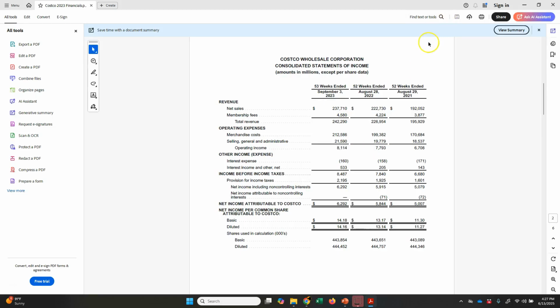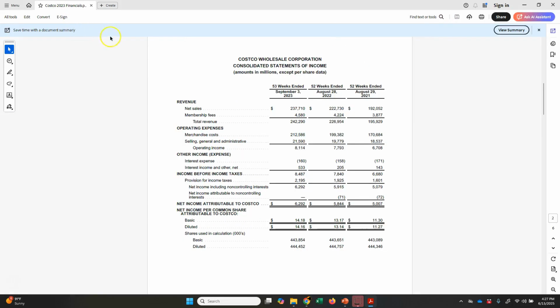Okay, and so now let's just kind of end this with looking at the financial statements of a real company. So you can see here, this is Costco. We're going to start with the income statement. You can see here that they have multiple years presented. These are yearly income statements, so they're covering, in this case, 53 weeks.